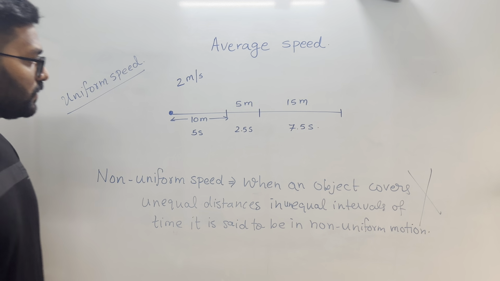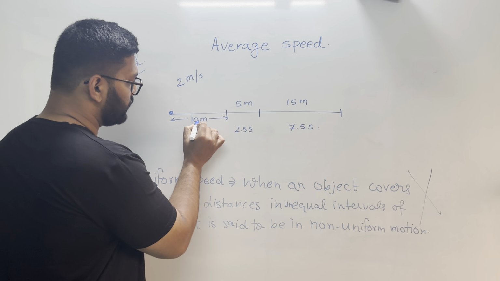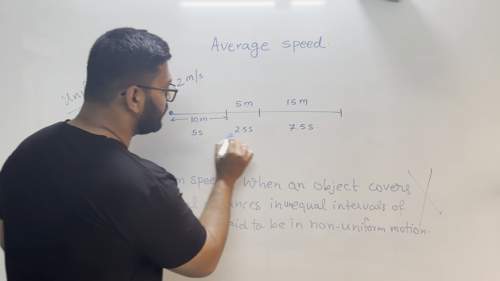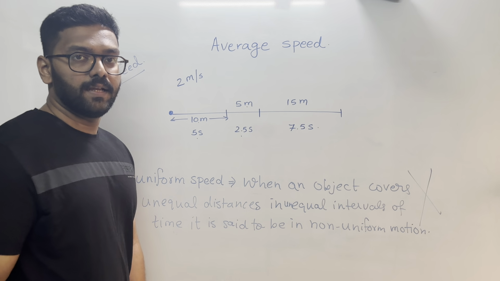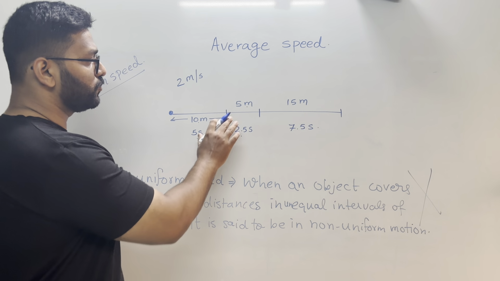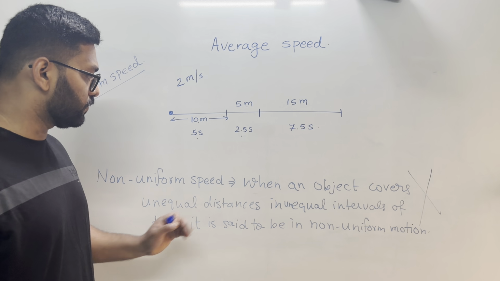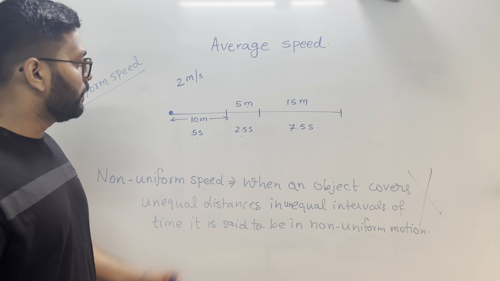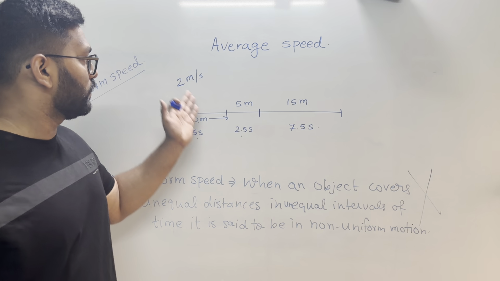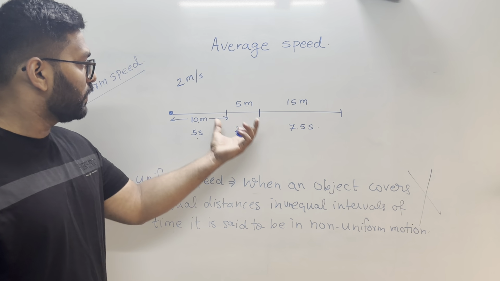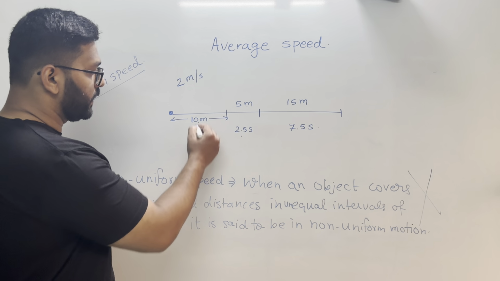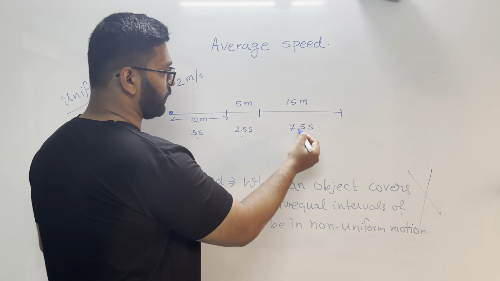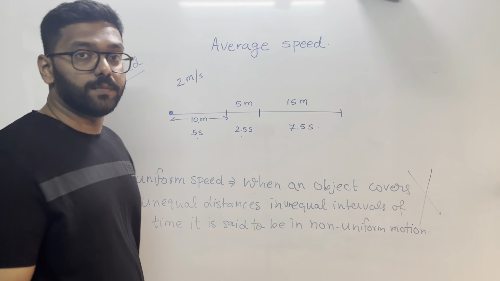Now look here. Can you see these distance intervals are unequal, and the time intervals are also unequal? What does that mean? This should be a non-uniform motion according to this definition of non-uniform speed. But here we know it is a uniform speed, because if I take the ratio, I get 2 meters per second. 10 by 5 is 2 meters per second, 5 by 2.5 is 2 meters per second, and 15 by 7.5 is 2 meters per second.